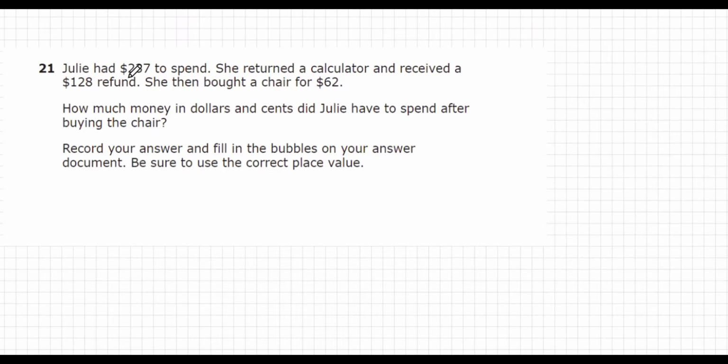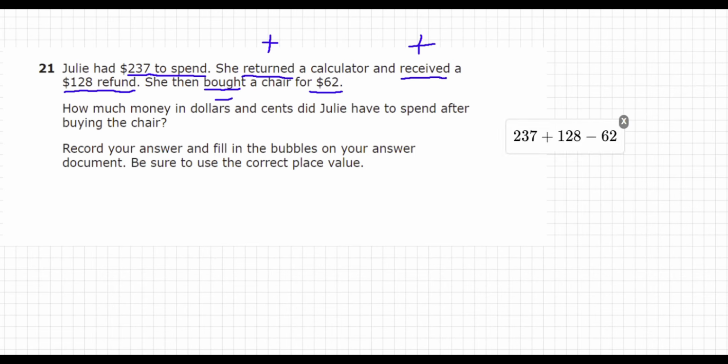Question number 21. Julie had $237 to spend. She returned a calculator and received a $128 refund, which is addition. She then bought a chair for $62, which means subtraction. How much money in dollars and cents did Julie have to spend after buying the chair? 237 plus 128 minus 62 equals 303.